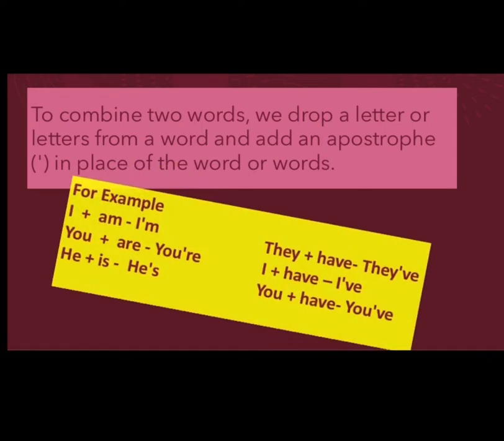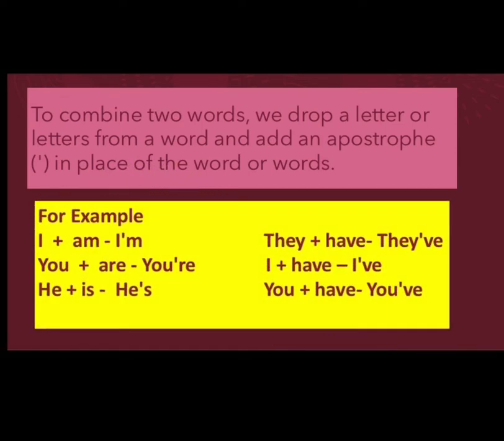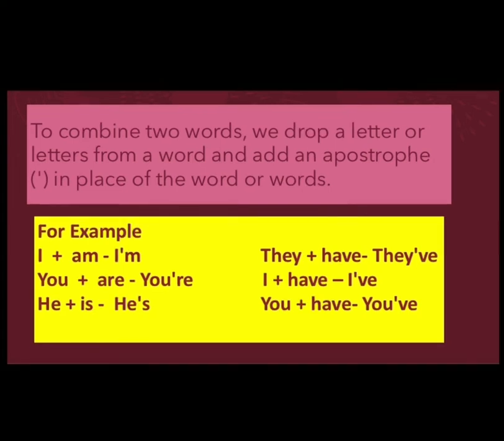For example, in the first example, there is I and am. So to join I and am, we can drop the letter A and in place of A, we can add an apostrophe and that becomes I'm. In the next example, you and are becomes you're. That is, we have dropped the letter A and we have added an apostrophe in place of A.